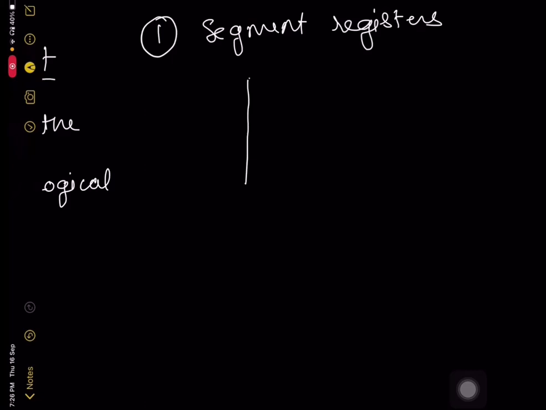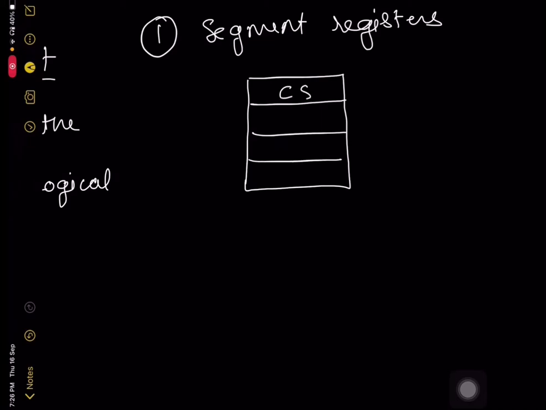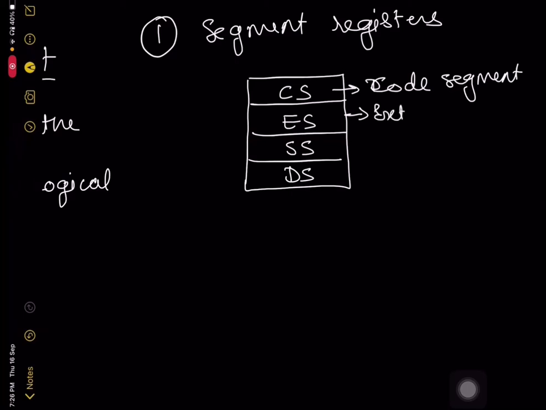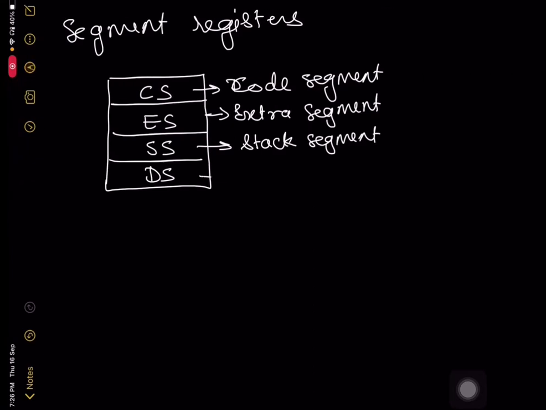So starting with the first part, that is segment registers. In the microprocessor there are 4 segment registers, and these 4 segment registers are CS, ES, SS and DS, which stand for code segment register, extra segment register, stack segment register and data segment register.